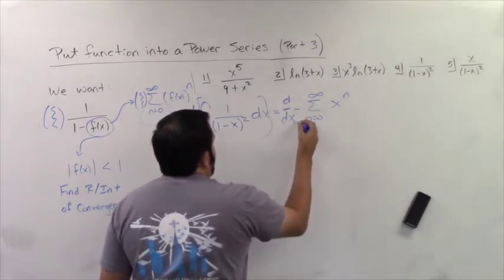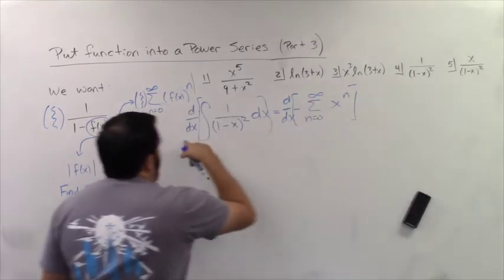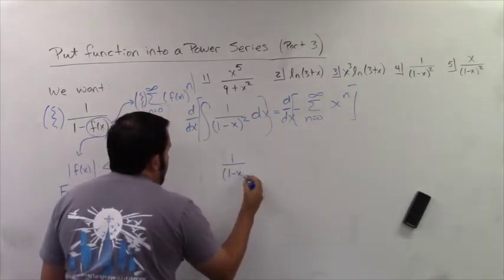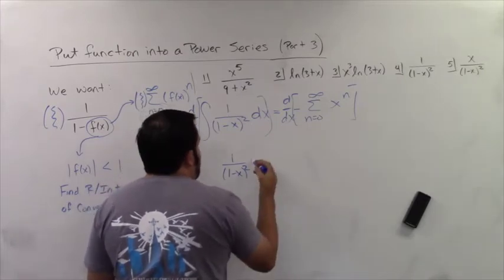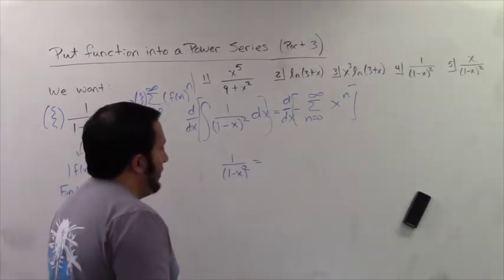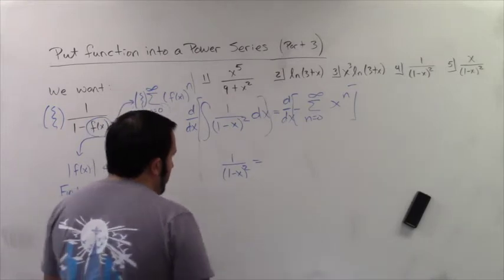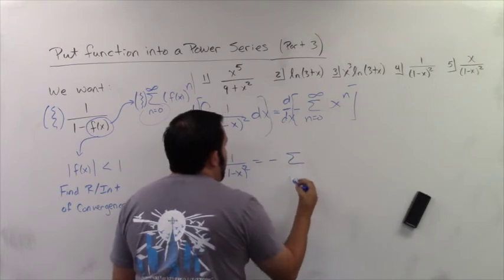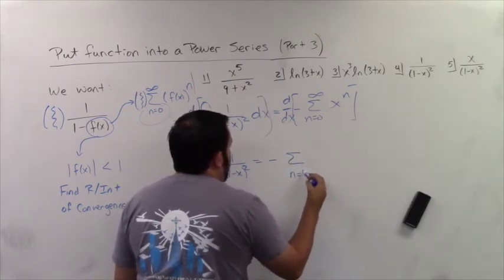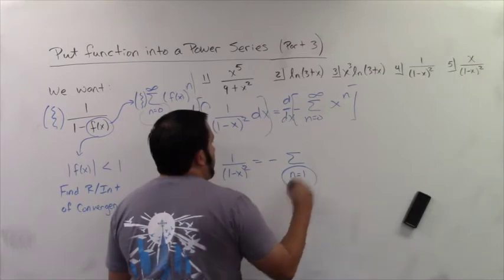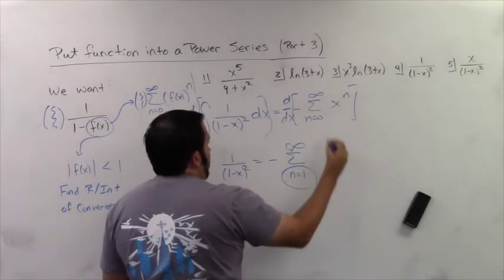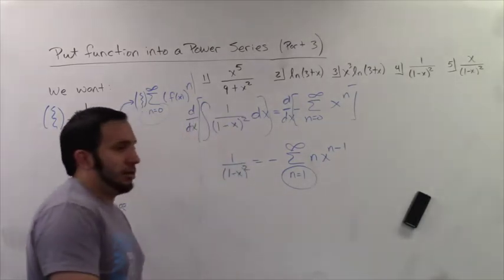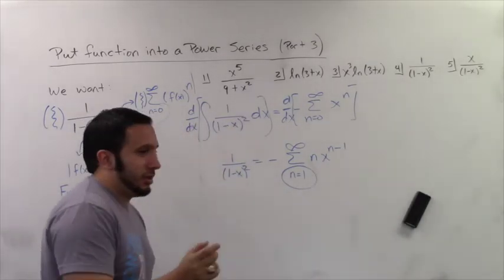Taking the derivative of each side, the derivative of the integral goes back to the original, 1 over 1 minus x quantity squared. And this is equal to, here's something I want to mention. When you take the derivative of the power series, it's going to be negative sum, you add 1 to the bottom. This is now n equals 1 to infinity. And when I take the derivative of that, it's just n x to the n minus 1. And that could be our final answer. This actually is the correct answer.